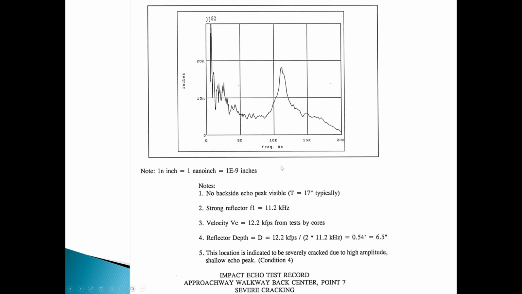This is another example result, though, where we saw a severely cracked area. It's a higher frequency peak. That's about 11,000 hertz. That is predicting it should have been 17 inches in other areas around it, where we would get a backside echo from that structural slab. And we knew the velocity was, in this case, 12,200 feet per second from tests on cores. And the reflector depth was 6.5 inches.